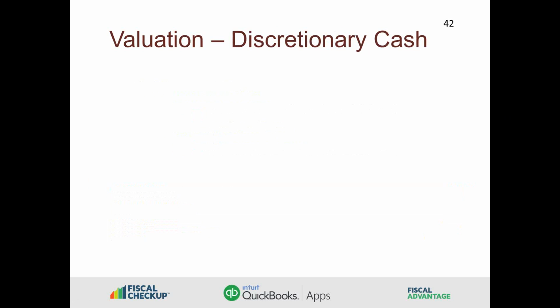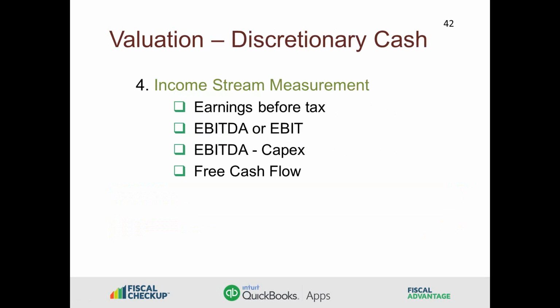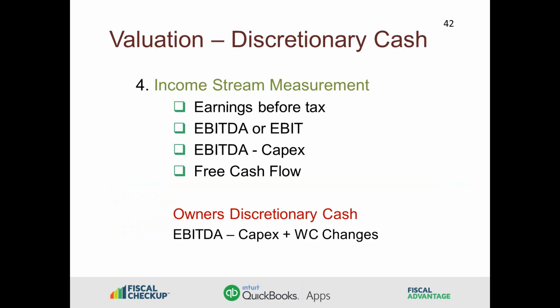So the fourth critical valuation input component on the top of our funnel is the income stream. Now, the income stream can be measured in many ways. There's certainly many variations of earnings before tax, with or without depreciation, amortization, or capital expenditures, or even the free cash flow method. Owner's discretionary cash, also called ODC, is a common way to measure future income streams, and it's simply defined as EBITDA less capital expenditures plus any negative working capital changes.